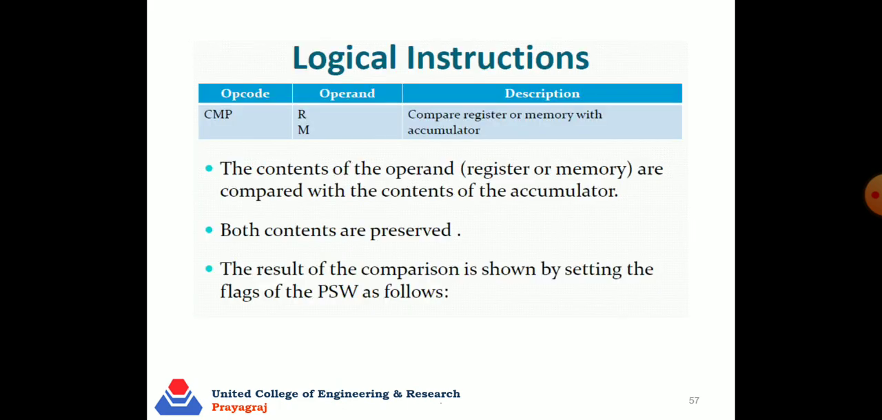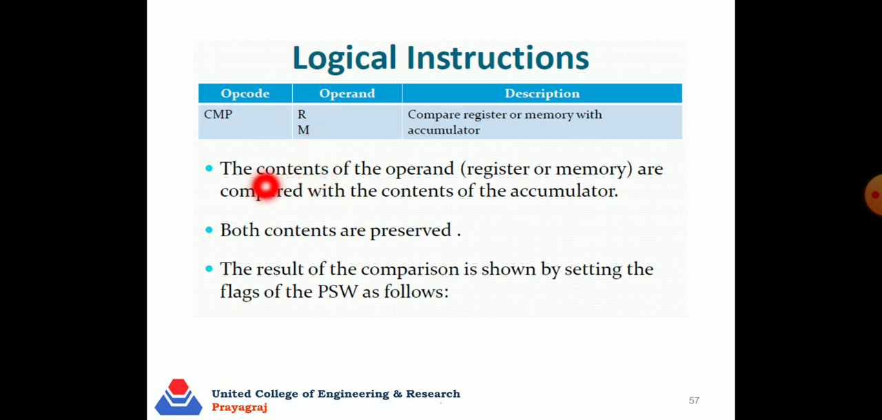So the first logical instruction is compare. The opcode is CMP and the operand is R or M. R means any one of the registers: A, B, C, D, E, H, L, or M for memory. What is the meaning of this instruction? CMP means compare. It compares the accumulator with any one of the given registers.